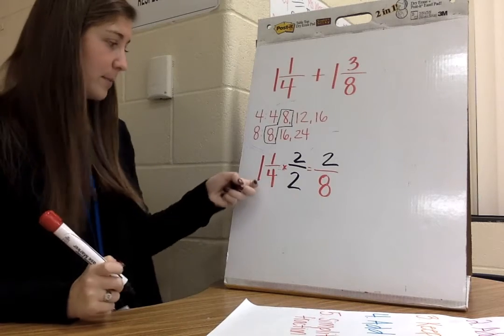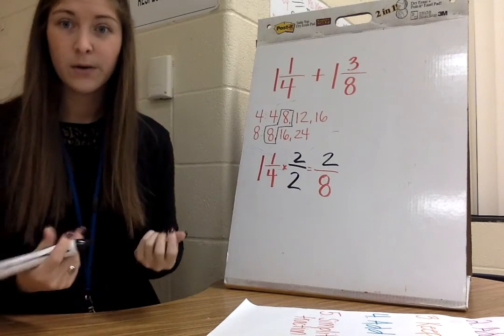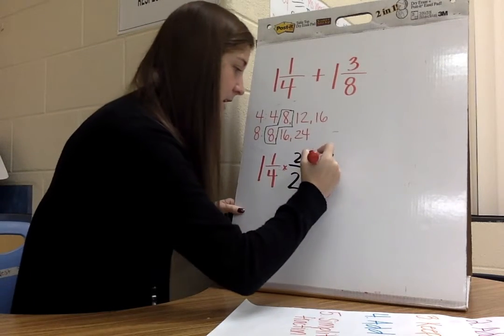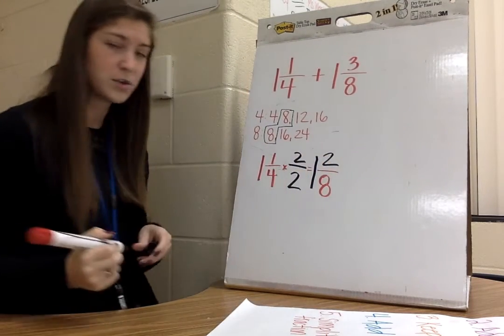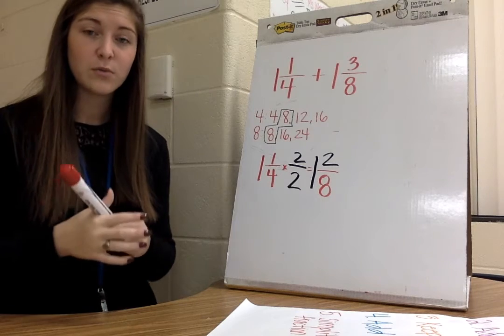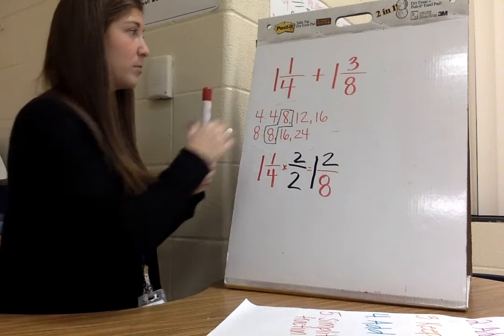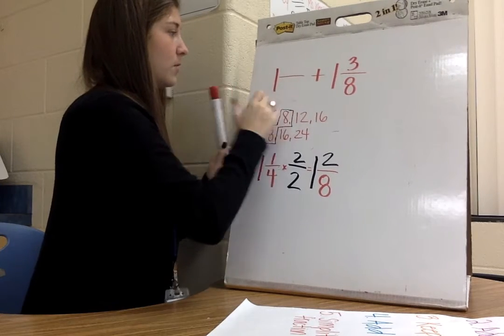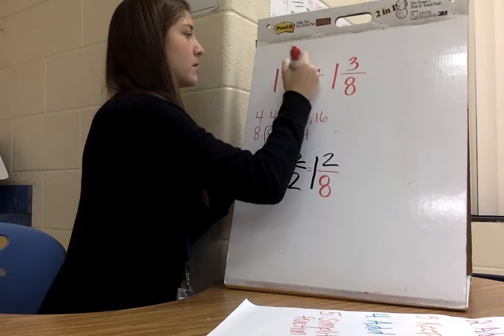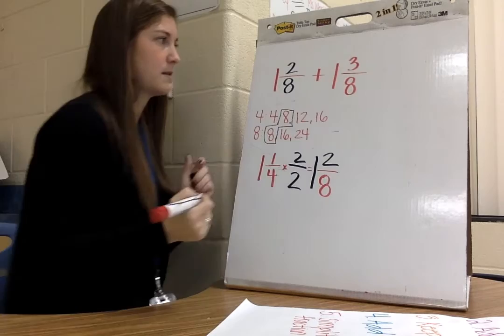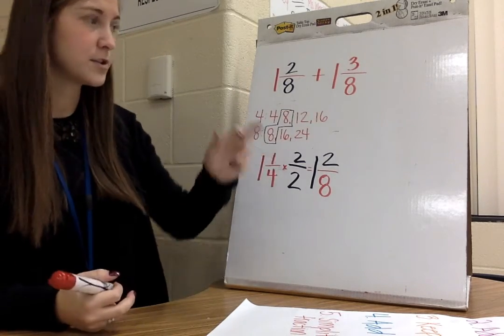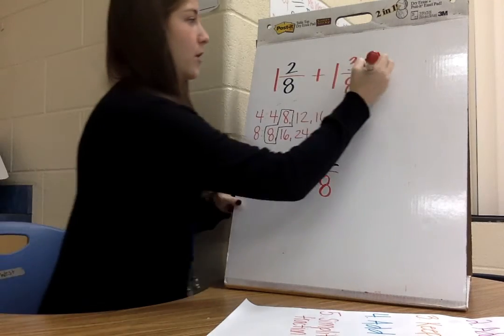Now, what happens to my whole number over here? Well, nothing happens to it. I don't have to change it. All I have to do is just carry it straight over to my new fraction. So now I can replace up here with the fraction 2/8. Okay? Now, I have common denominators, so I think I'm ready to add straight across.